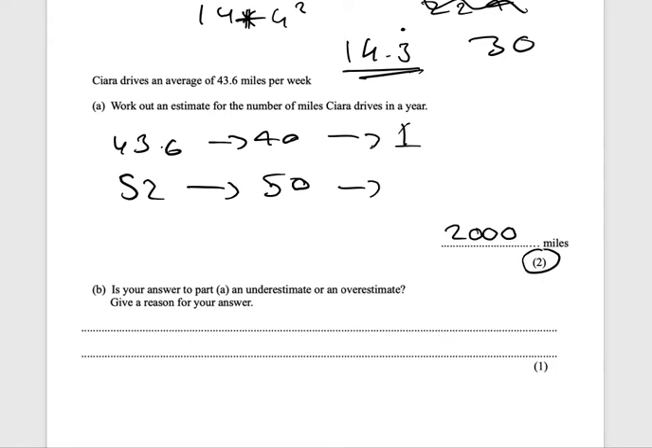Now it says, is your answer an underestimate or overestimate? So 43.6, we rounded down. We rounded down to 40, okay? And 52, we rounded down to 50. Okay, so just make a note of that. We rounded both of these down.